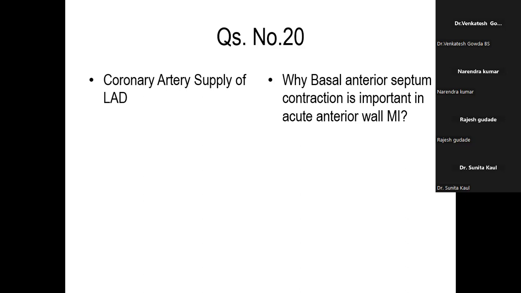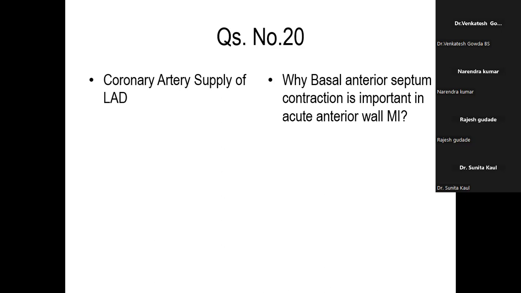Answer is very true. Somebody said, if the basal anterior septum is involved, it means the D1 branch of LAD is involved. And D1 branch of LAD involved means the lesion is proximal to D1, which means the LAD is proximally involved. And these people have a very poor prognosis unless we intervene very fast.